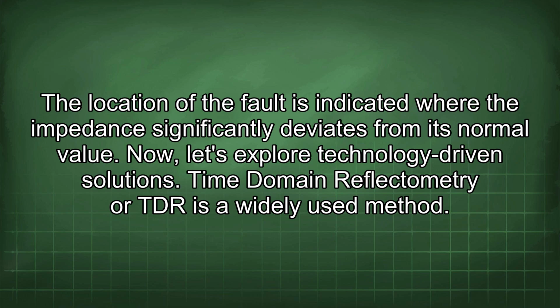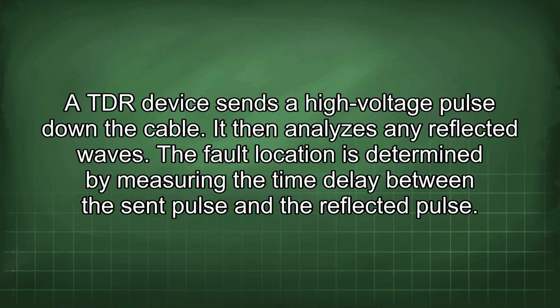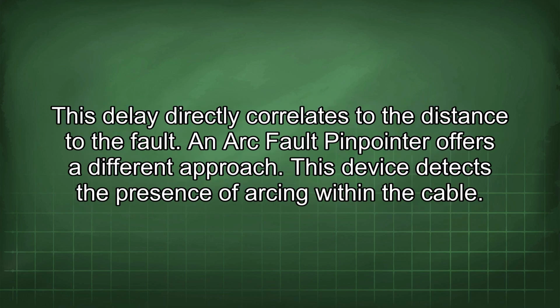Now let's explore technology-driven solutions. Time domain reflectometry, or TDR, is a widely used method. A TDR device sends a high-voltage pulse down the cable. It then analyzes any reflected waves. The fault location is determined by measuring the time delay between the sent pulse and the reflected pulse. This delay directly correlates to the distance to the fault.